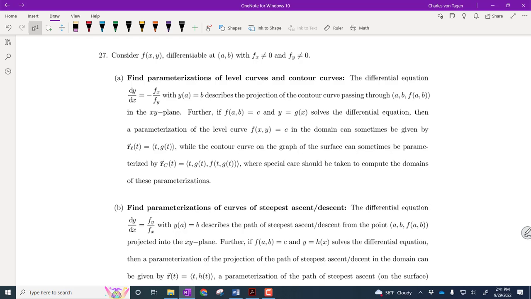But let's just double check. If I want to say, what direction is the direction of steepest descent, what direction is that? 180 degrees from there, the opposite. So we take the gradient and multiply by -1. That gives me the direction of steepest descent. Okay?